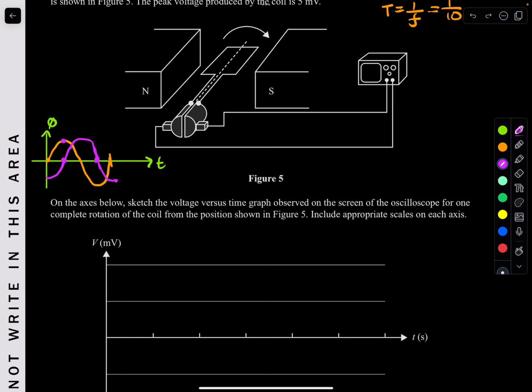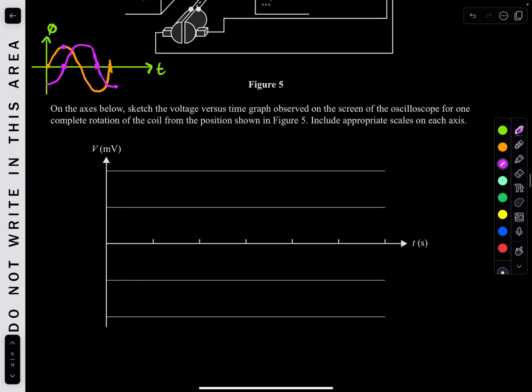Why is the gradient positive, but why do we make the EMF negative? Because remember, your EMF is just negative N change in flux over change in time. This change in flux is pretty much the gradient of that graph, which is positive, but remember there's also a negative, so you have to multiply it by negative to make that graph, and that's it. So that's how a full rotation would look.